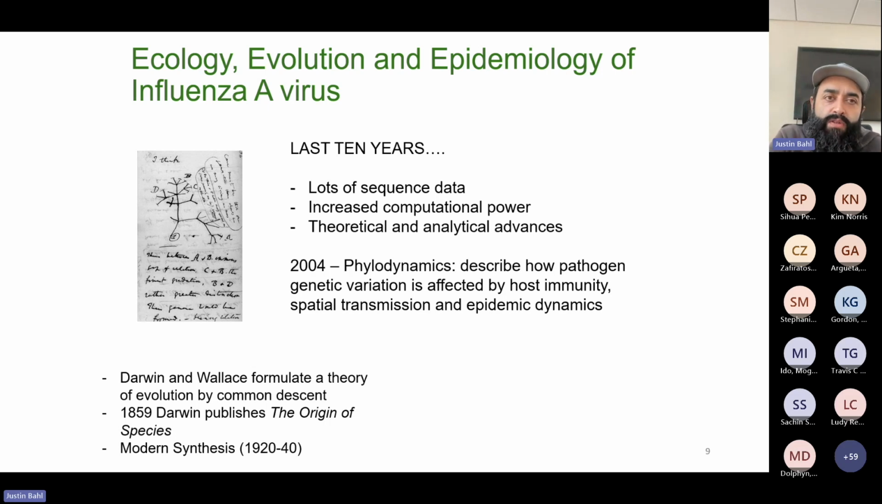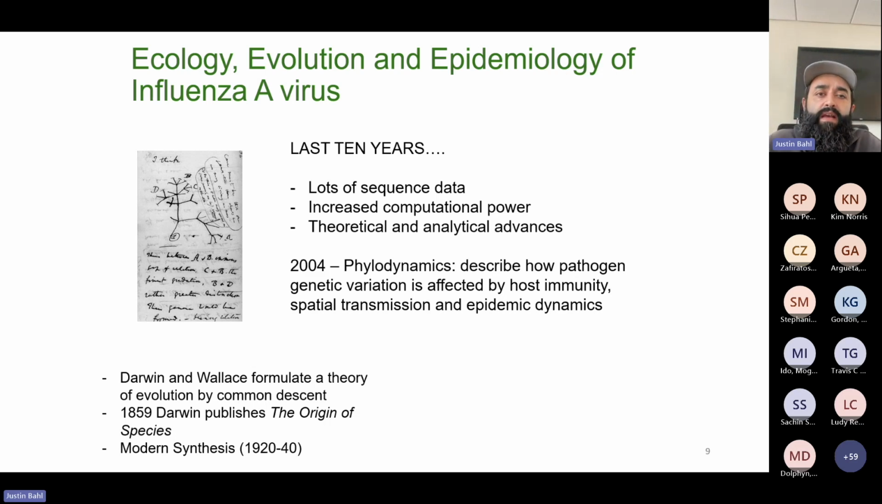state. In 2004, this term phylogenomics was introduced. This was introduced by Brian Grenfell in a paper in Science, and I'm quite happy to share this with you. This is one of the most important papers that I've read in my life, and it gives some great examples of how to interpret phylogenetic trees in an epidemiological framework.